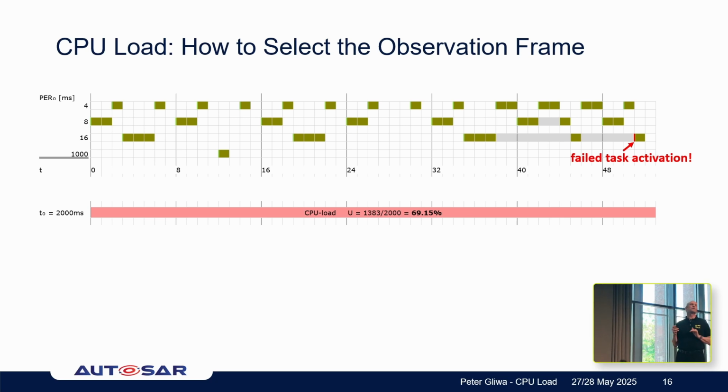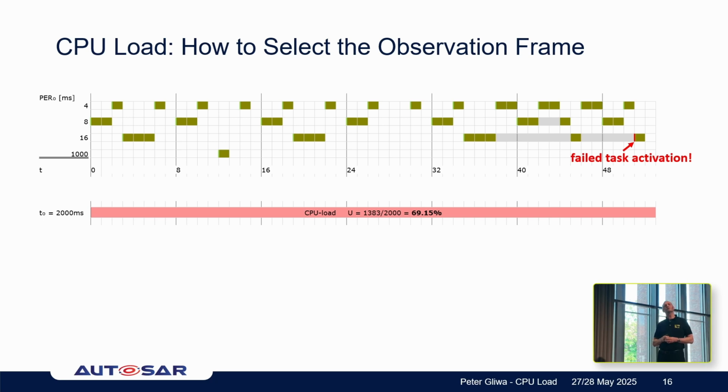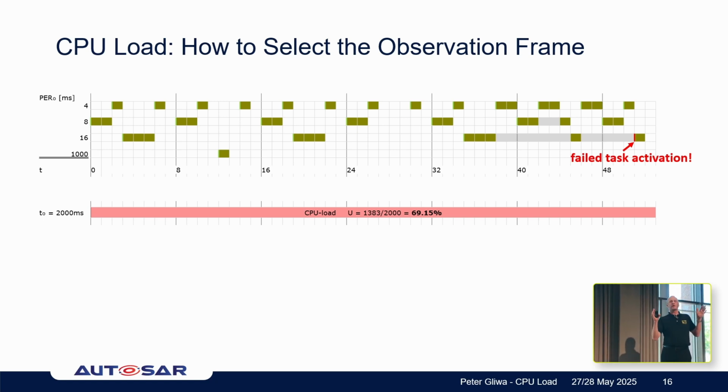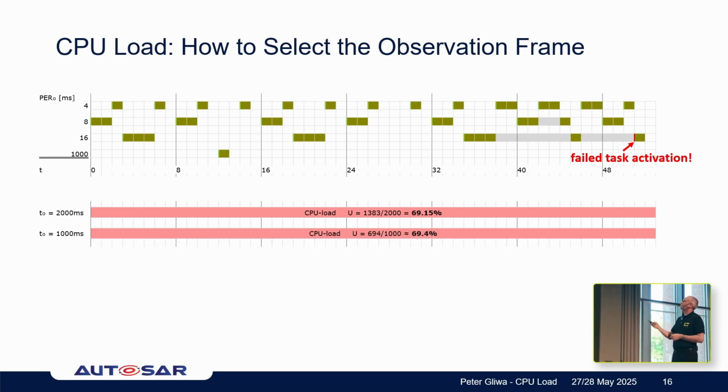Let's look at the most commonly used observation frame, which is the period of the slowest task. So the slowest task is here 1 second, right? And the idea behind this approach is that in my observation frame, I see every task at least once. I don't know what that shall give you. In the end, it doesn't give you anything. As you will see here, again, we report a green traffic light, 69%.